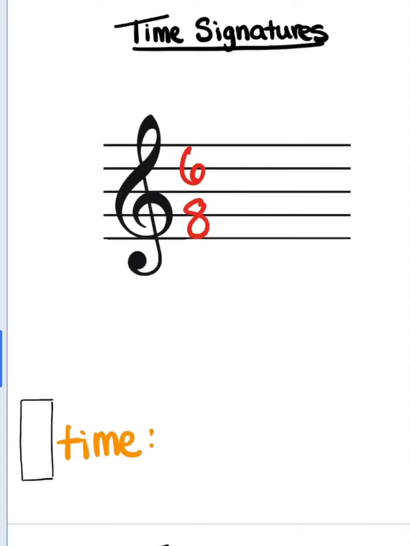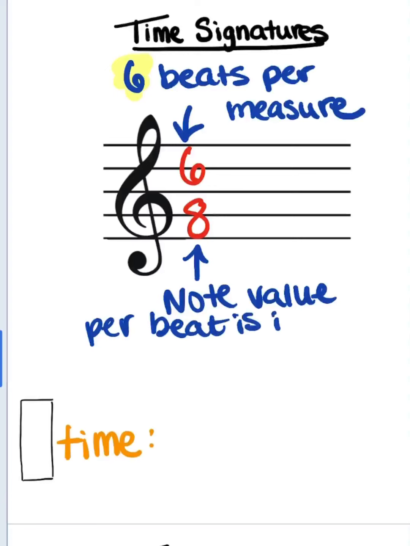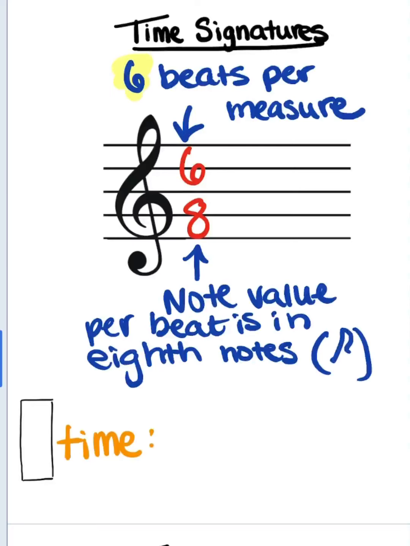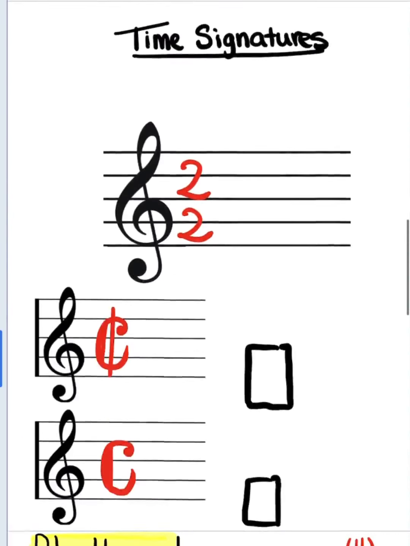Now this next time signature is 6/8. The 6 on top represents 6 beats per measure. And this bottom 8 is the note value per beat. So then this means it's in eighth notes. Okay, just let me write 6/8 in this box. Now for 6/8 time, we have 6 eighth notes per measure. That's very important.